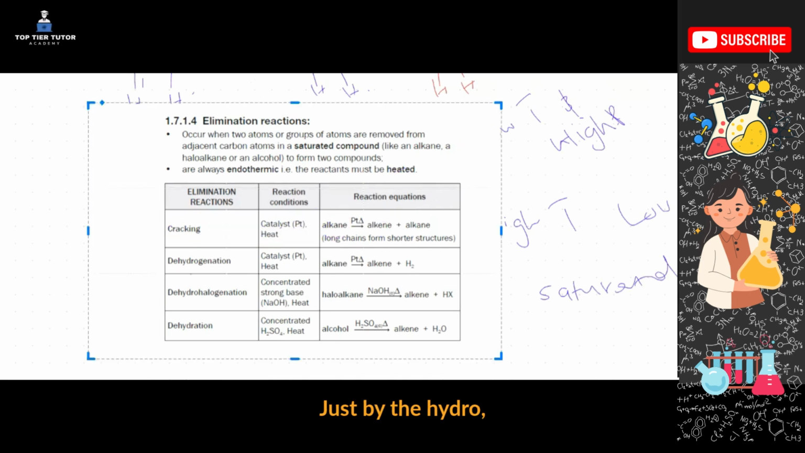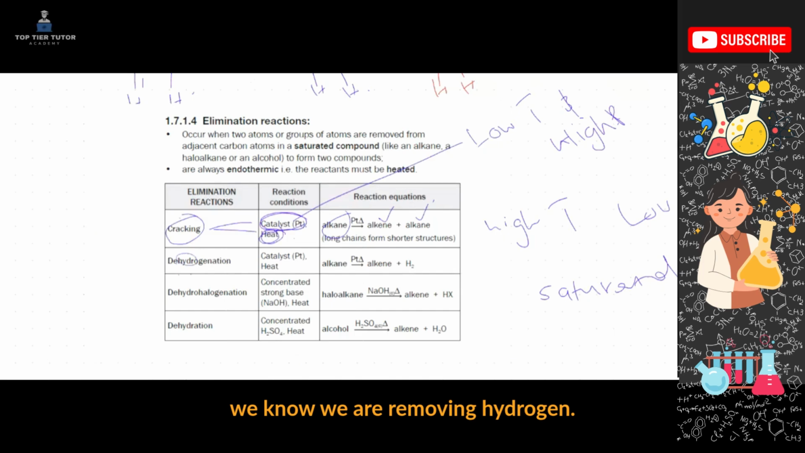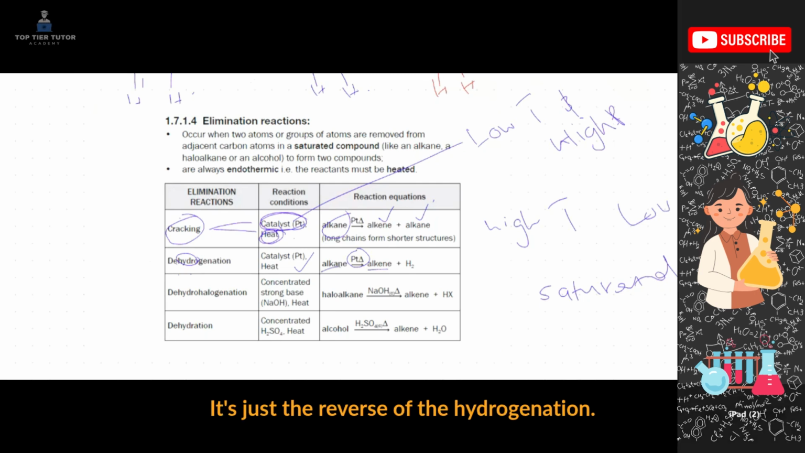Just by the hydro, we know we are removing hydrogen. So this is going to happen in the presence of a catalyst. So we have the alkane turning into an alkene. It's just the reverse of the hydrogenation.